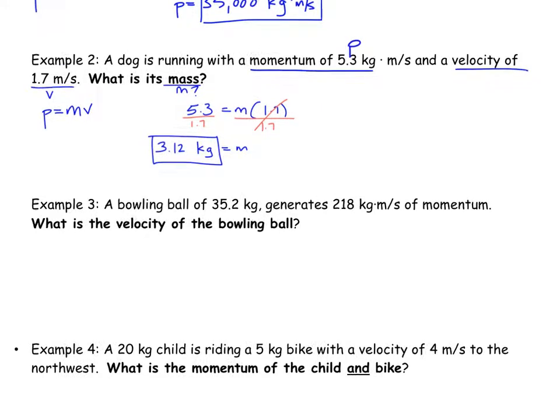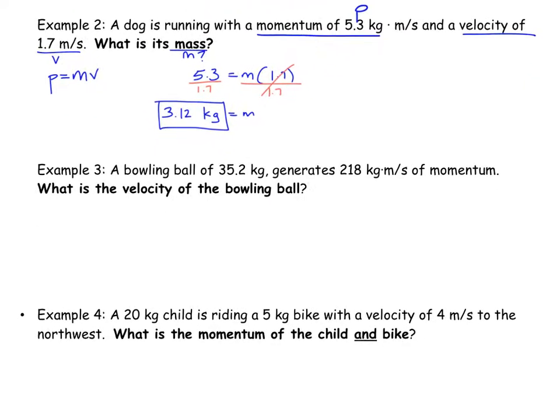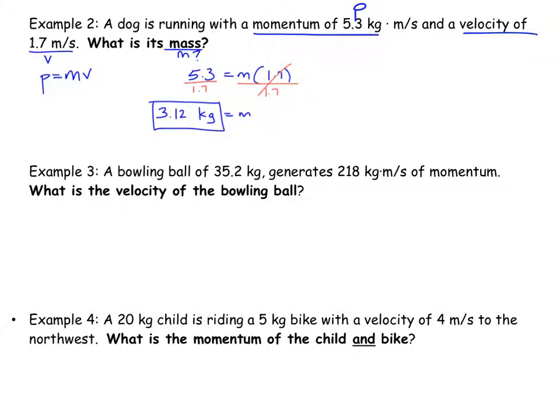Okay, let's look at another example here. Example 3 says a bowling ball of 35.2 kilograms generates 218 kilograms times meters per second of momentum. What is the velocity of the ball? So it's telling me that this ball has a mass of 35.2. It generates 218 kilograms times meters per second.